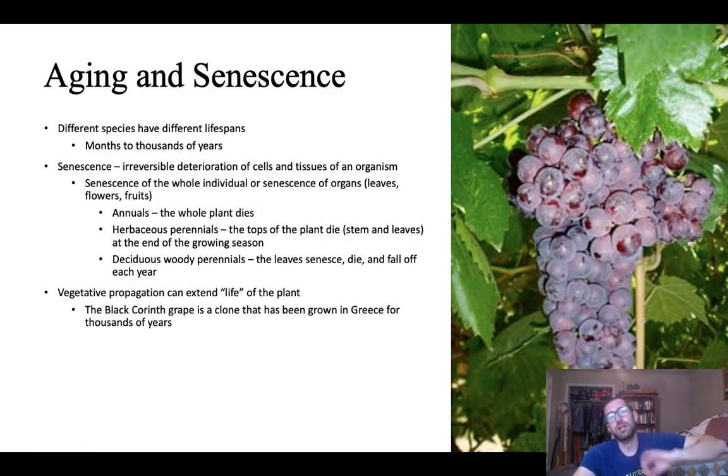All right, so that's fruit set. And now we are going to end with aging and senescence of our plants, right? Senescence is just the deterioration of cells and tissues of an organism. Unfortunately, it occurs with every organism, except there is that immortal jellyfish that lives forever.